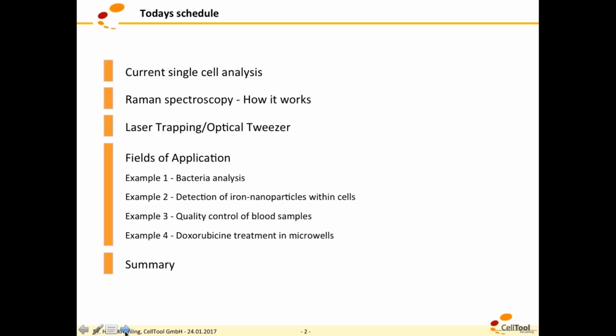Okay, first, today's schedule. First, I want to provide you a short overview about the current cell analysis methods and their drawbacks. Next, I want to provide you an introduction into how Raman spectroscopy basically works with a short excursus to laser trapping. And of course, I want to give you some of our applications, what we already performed so far with our Raman spectroscope. And last but not least, of course, there will be a short summary.